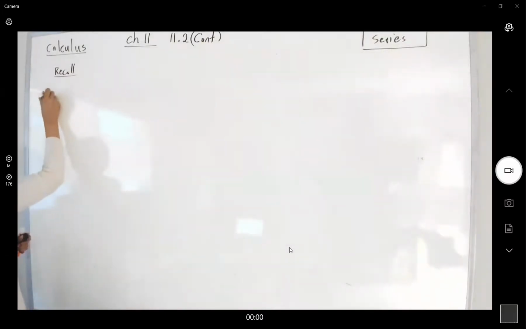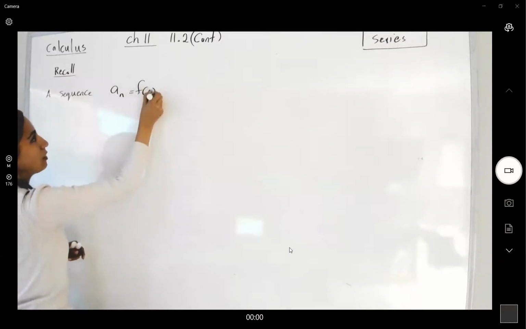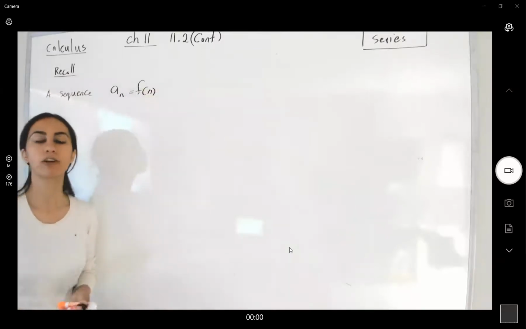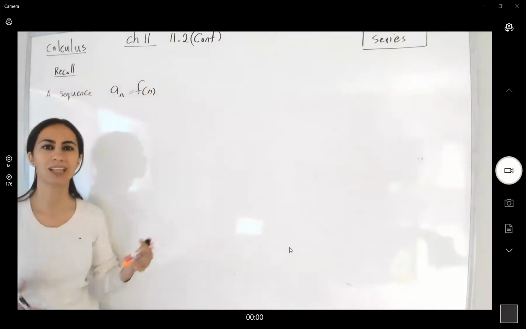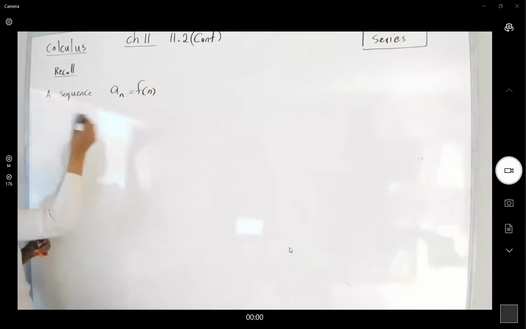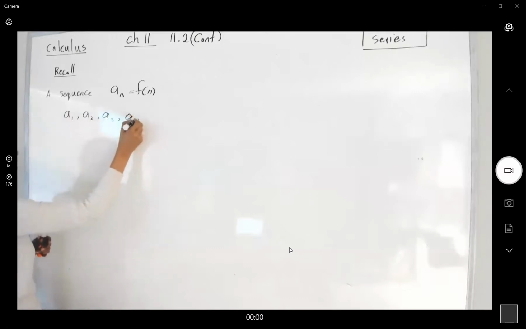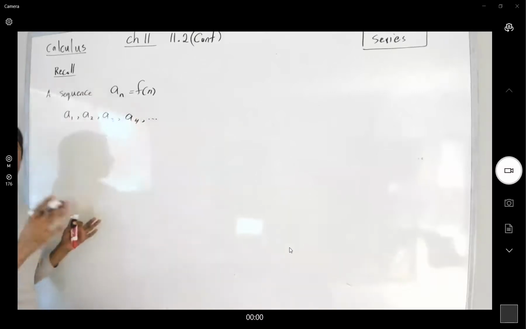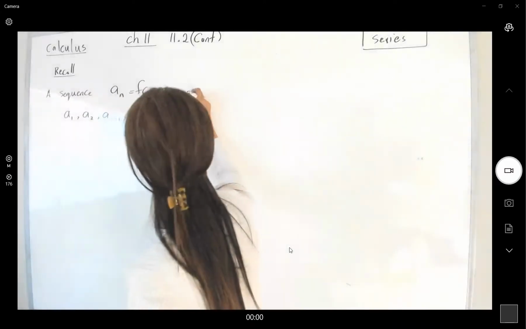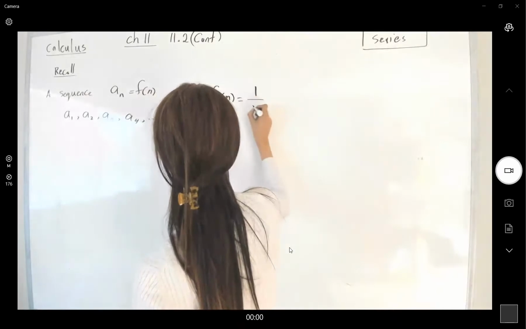A sequence is a function, it's just a function, a sub n equals f of n. It's similar to the function that you learned in elementary calculus, but the graphs are discrete graphs. We can list the terms of the sequence as a sub 1, a sub 2, a sub 3, a sub 4, and so on, and we can graph it. For example, a sub n or f of n is equal to 1 over n.